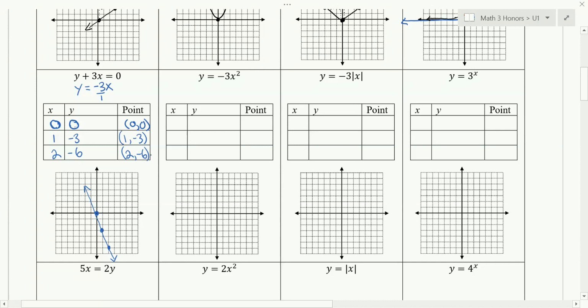Now you guys could have chosen other numbers as well. Did anybody have a different one that you use? Those are the ones we use? Okay. So the next one I know is quadratic.